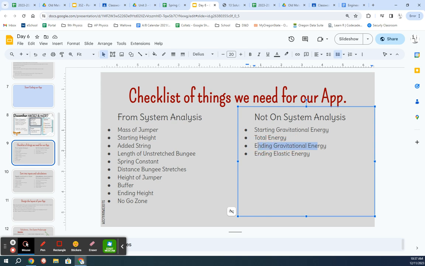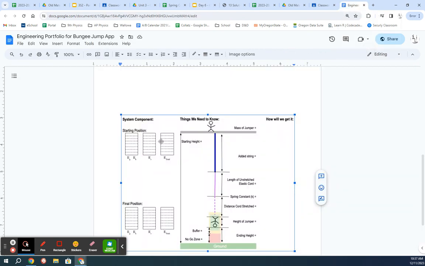Ending gravitational energy, again, on the left side of the system analysis, sort of. And then ending elastic energy. So again, these ones are a little bit harder, but we'll take a look at how to figure those things out. All about conservation of energy, all about those bar charts on the left-hand side that you guys should have filled out.